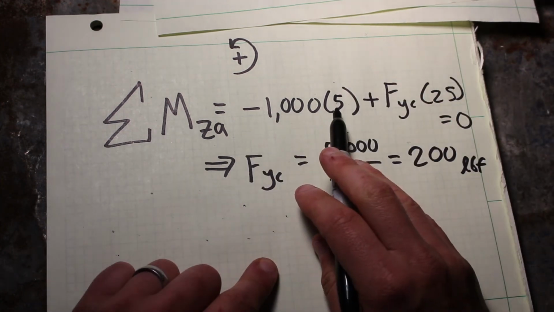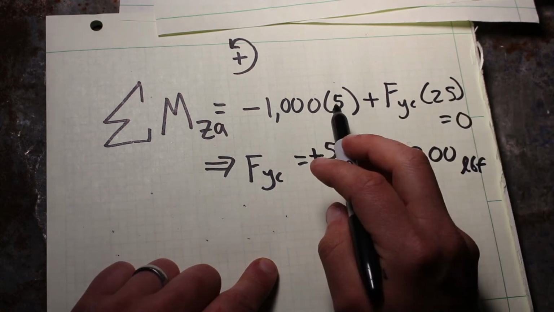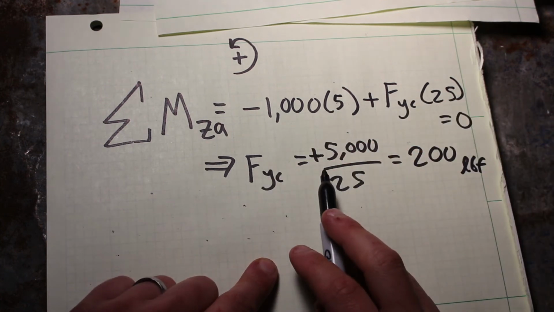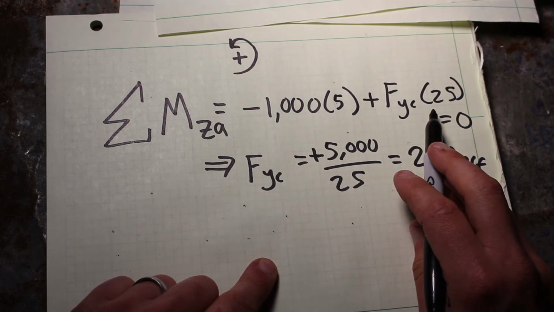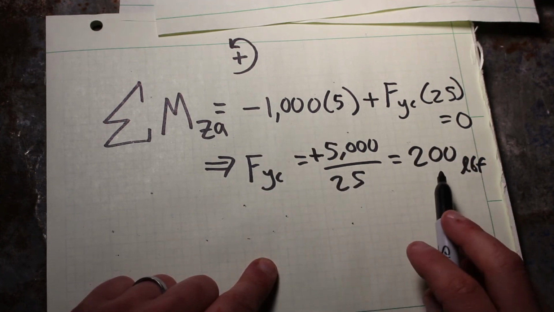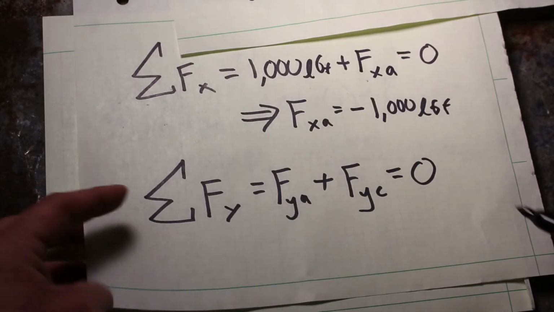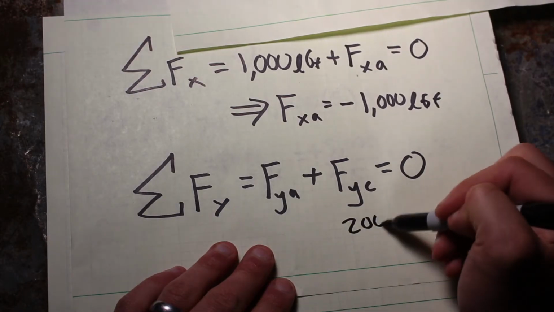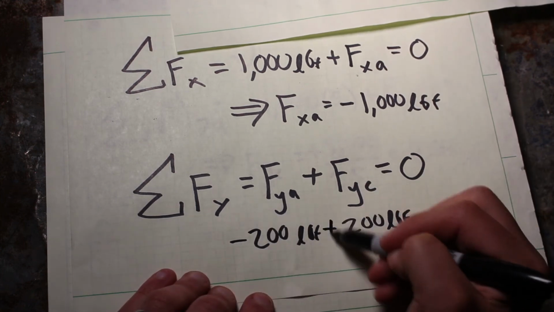1,000 times 5 is 5,000, and we add it to the other side, so it's actually positive 5,000 now. It was negative. Then we divide it by 25, and we get 200 pounds. Now we can come back to this equation from earlier, and we know that this is 200 pounds, so this must be negative 200 pounds in order to get 0.